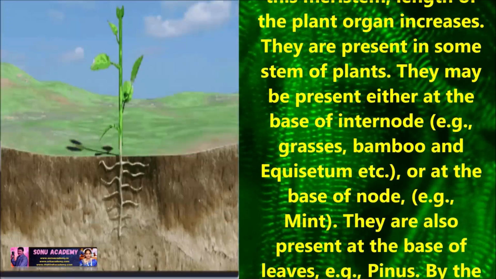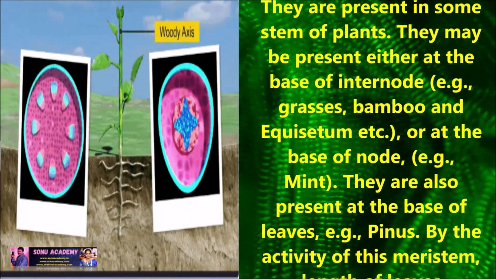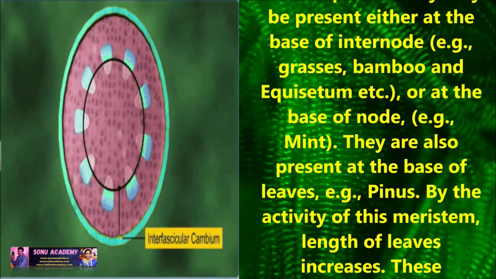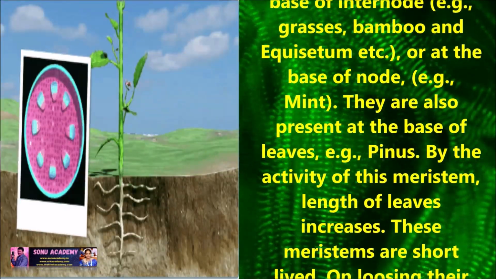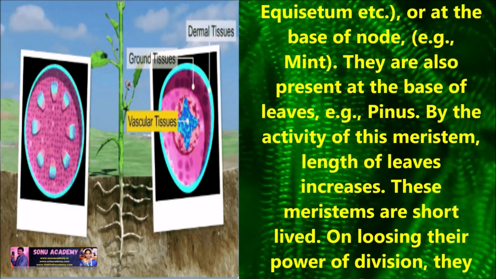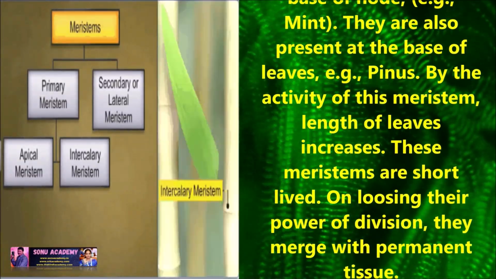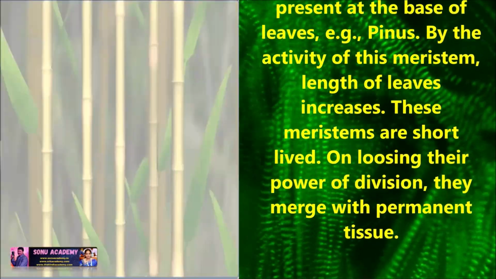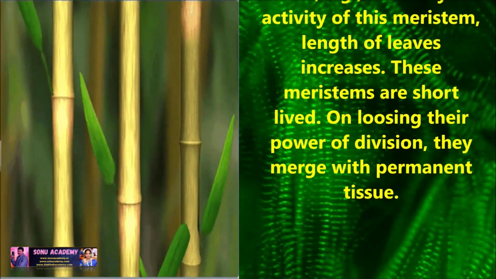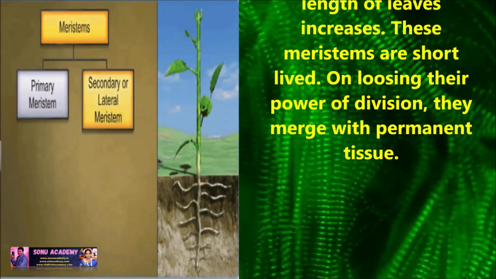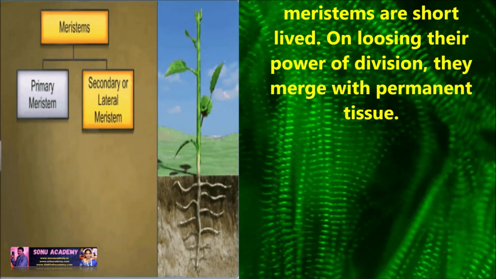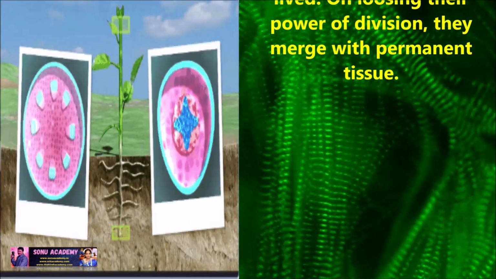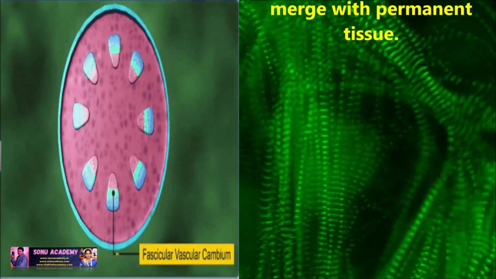They may be present either at the base of internode, for example in grasses, bamboo and eucalyptus, etc., or at the base of node. They are also present at the base of leaves, like in pinus. By the activity of this meristem, the length of leaves increases. These meristems are short-lived. On losing their power of division, they merge with permanent tissues.